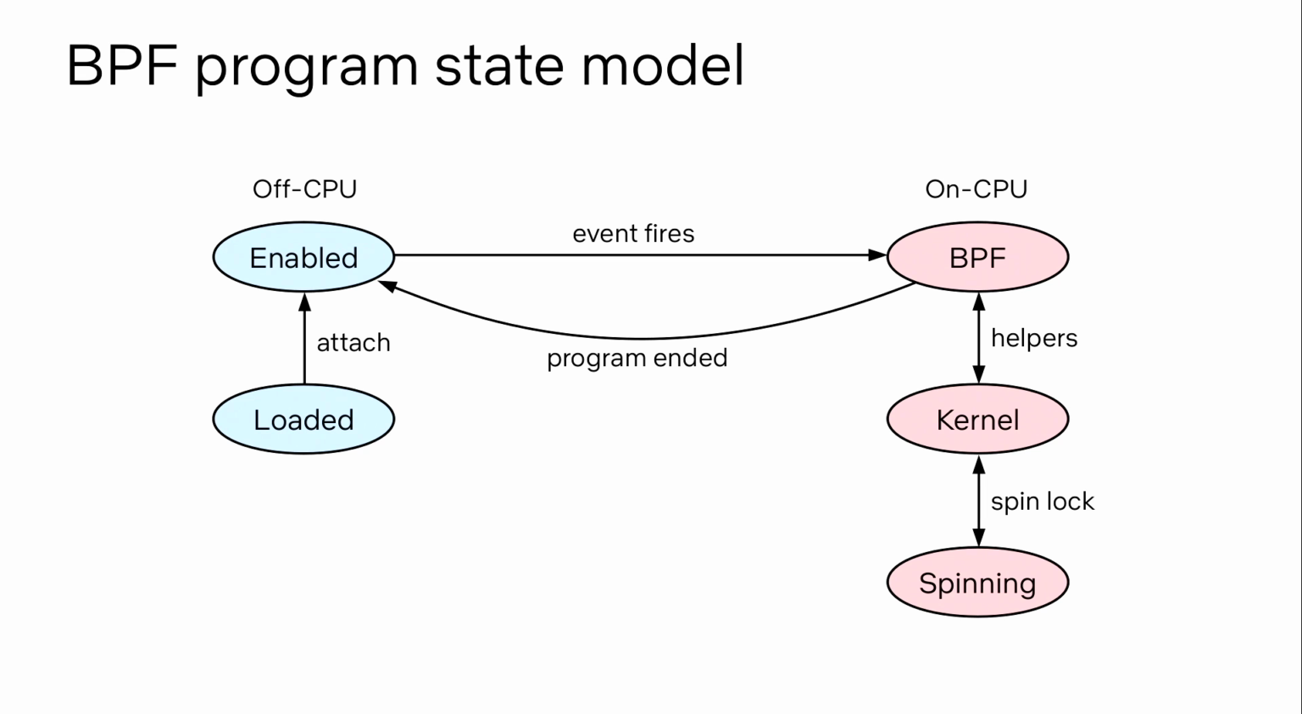With BPF programs, things look quite different. Things are much more simple. BPF programs are event-based. An event fires and your BPF program runs. There are no context switching states here. There's no scheduler. There are no involuntary or voluntary context switches. The BPF program runs to completion. It will access helpers, which allow it to go into kernel mode and access other kernel resources. And there are spin locks, although we haven't really had a need to use them much yet.